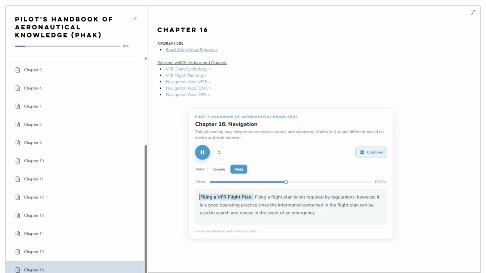Filing a VFR flight plan. Filing a flight plan is not required by regulations. However, it is a good operating practice since the information contained in the flight plan can be used in search and rescue in the event of an emergency.